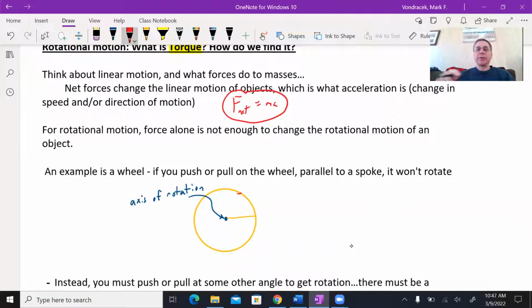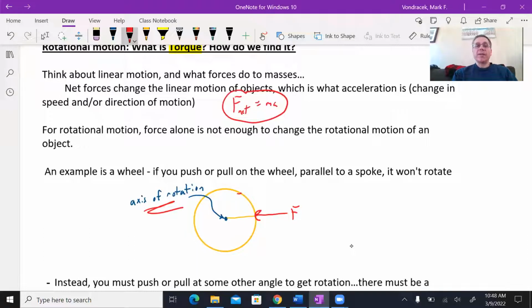Imagine if you had a bike turned over and the wheel is just there. It can't move linearly. All it can do is spin. If you were to push on the edge of the wheel, like I'm drawing here, where it's parallel to one of the spokes of the wheel. Okay, now notice what I'm calling the axle in the center. We're calling that the axis of rotation. That's our reference point for everything that we do with rotational motion. But if I push or pull along the spoke like that, parallel to it, it actually won't spin. Okay, so we're applying a force, but there's no rotation.